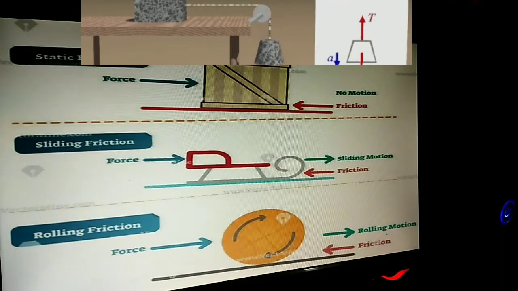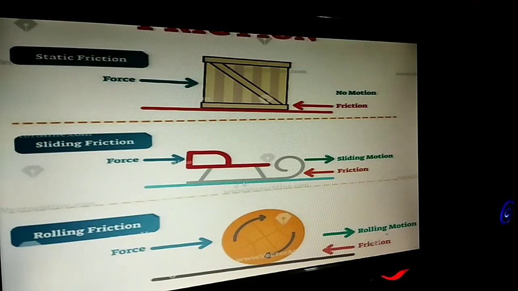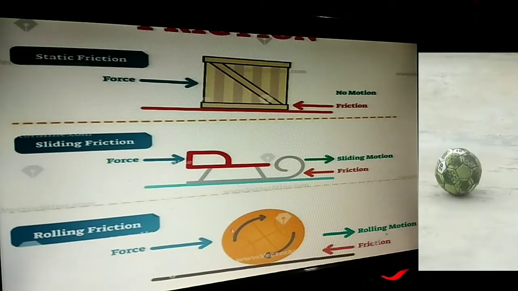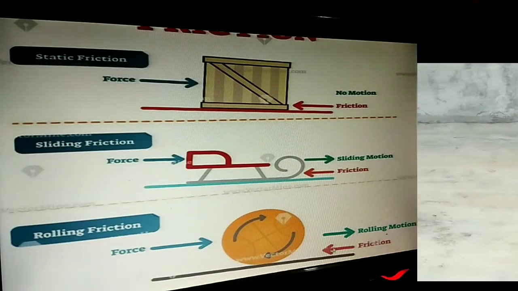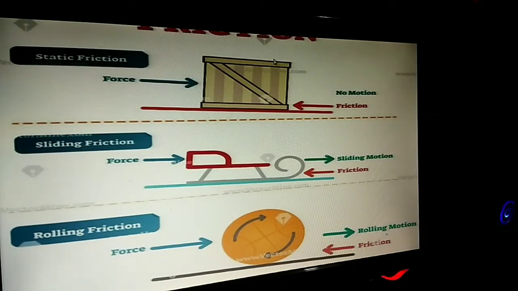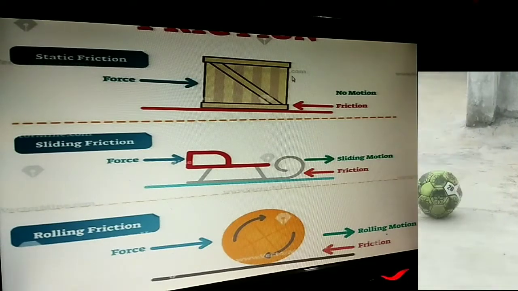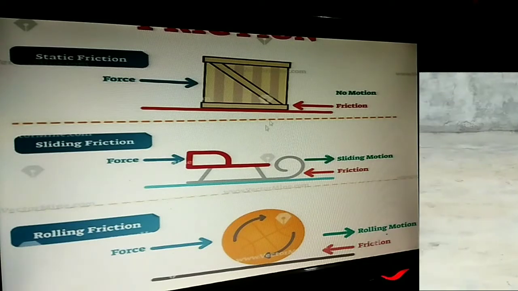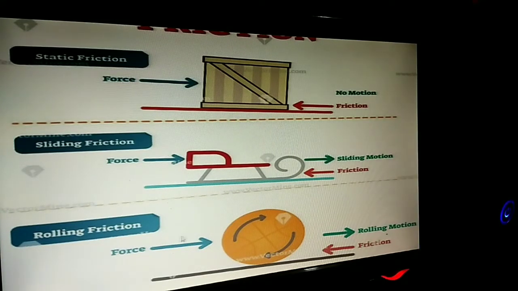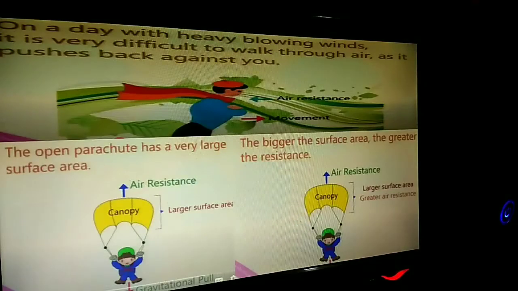And whenever, rather than sliding on the whole base area of the object, you make it roll on the other surface, it is called rolling friction. So when you compare all these, static friction is the greatest, sliding friction is greater than rolling friction, and rolling friction is the least friction.